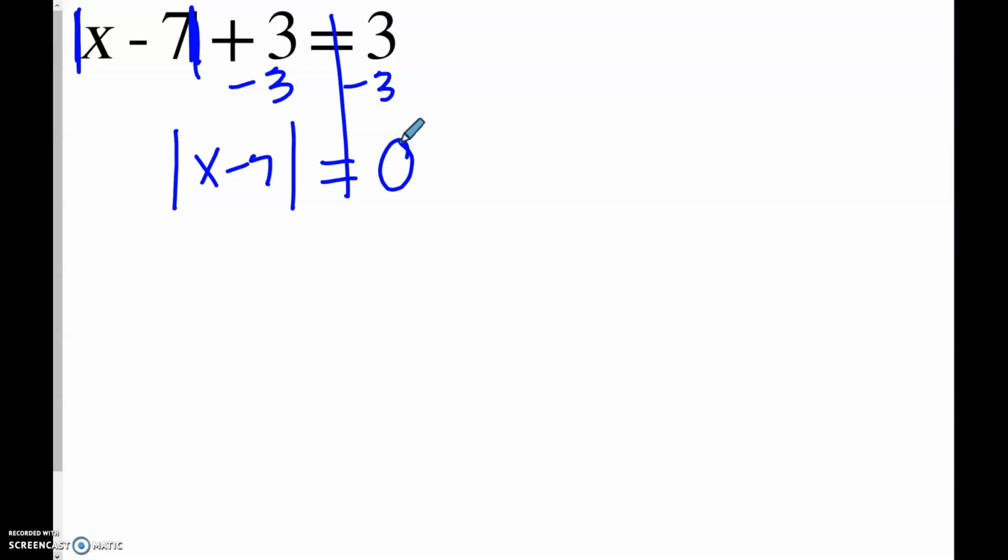So now we've always been taught that we're going to set up two solutions here, two different cases. So x minus 7 equals 0. And then we'd set up x minus 7 equals a negative 0. Now, some of you are probably cringing because you're like, negative 0? No, we can't do that. 0 never has a sign, positive or negative.